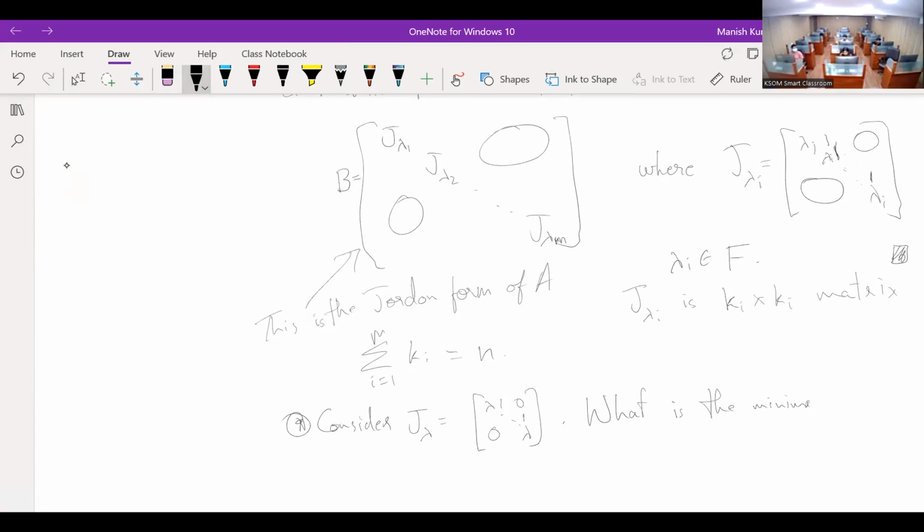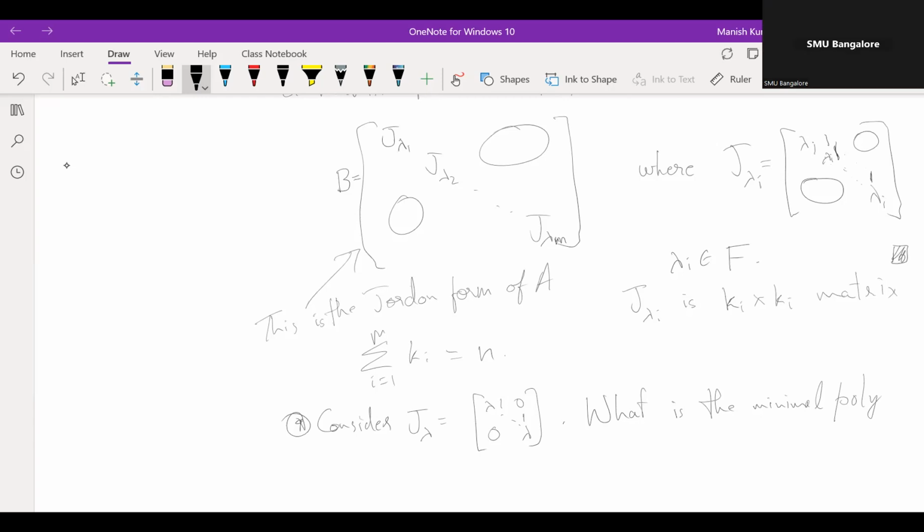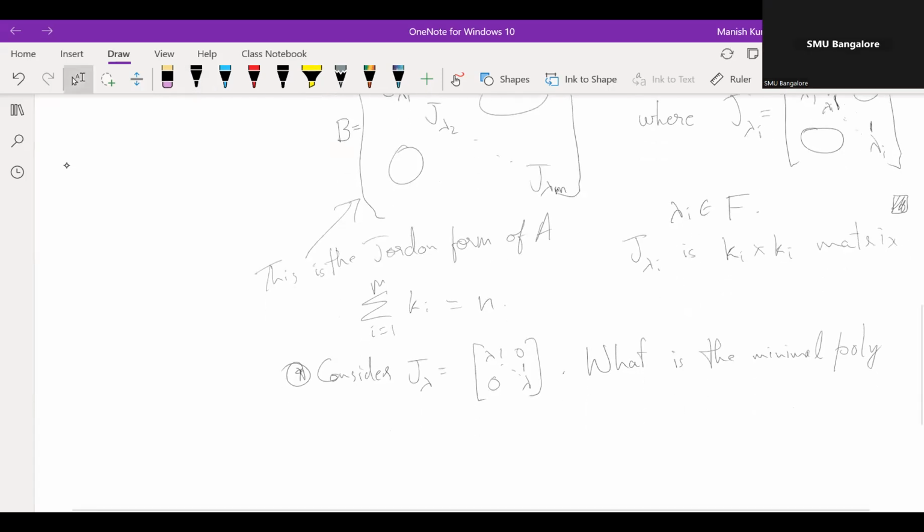It will depend on the size of the Jordan block. Then lambda to the k will be the minimal polynomial. So suppose it's a k by k matrix. Then what will be the minimal polynomial? It has to have the factor x minus lambda, yeah? And what is it?